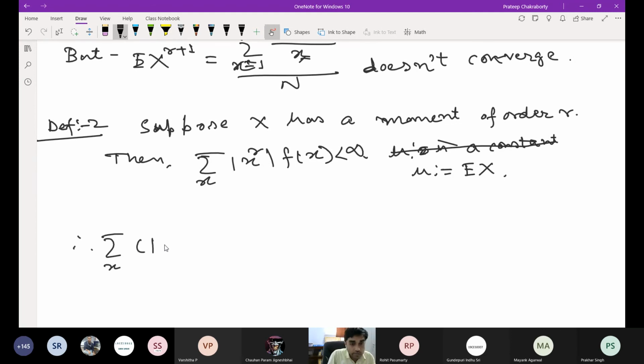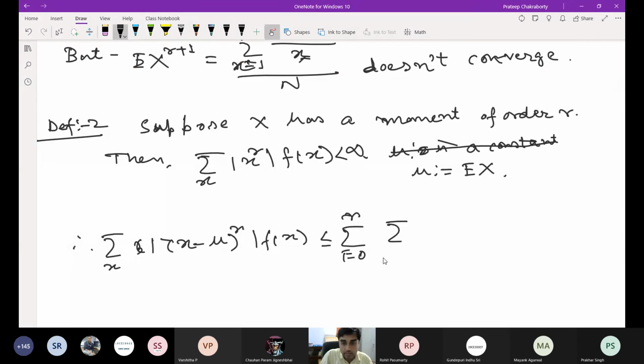In this case, the summation of mod (x minus mu) power r f(x) is equal to, you can prove, the summation for i equal to 0 to r. We break this summation using the binomial coefficients: r choose i, mod x power i, mod mu power r minus i, f of x.